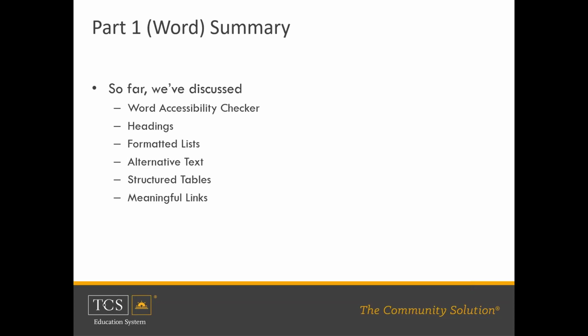So that concludes our section on Microsoft Word. To recap, we discussed the following categories: the Word Accessibility Checker, headings, formatted lists, alternative text, structured tables, and meaningful links. So now we're going to take some time for questions. If you have any questions, you can go ahead and type them into the chat box below. Okay, doesn't look like anybody has any questions. So I'm going to hand it off to Sonamar, who will present on Microsoft PowerPoint.